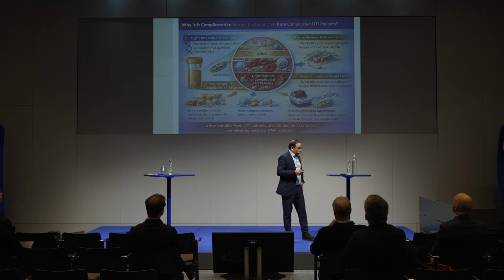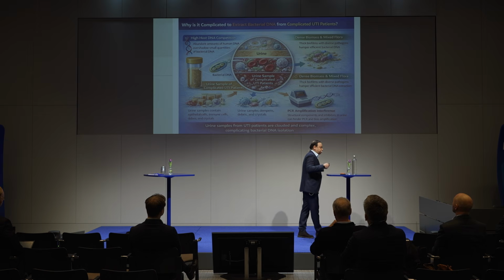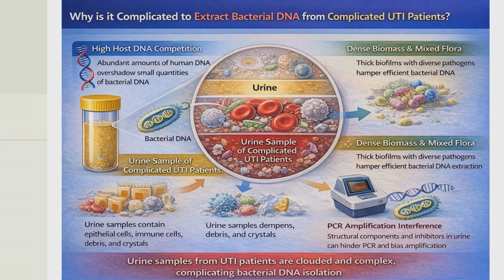We have been talking about why host depletion is needed, and I just wanted to show the reason why it is needed. If we take the example of urine, most biological fluids have a lot more human DNA than bacterial DNA, right? They outnumber them. If there's one cell of bacteria, there can be thousands of human cells. And you're trying to find that one bacterial cell.